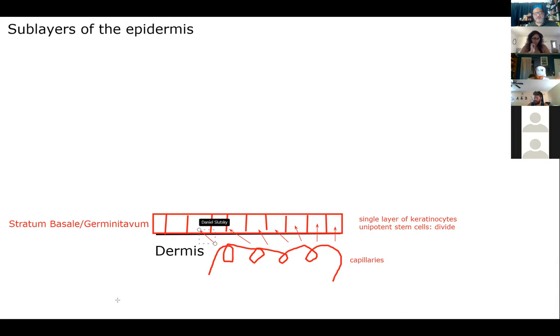So here in our stratum basale is where we have those unipotent stem cells dividing rapidly. And when they divide, they make how many things? Two. Unipotent stem cells make how many things? Oh, they're talking about the cell itself. Two cells. Yeah, one cell makes two cells, but that new cell that it makes, what does it become? Also a keratinocyte. Yeah. One thing and one thing only, makes new keratinocytes.